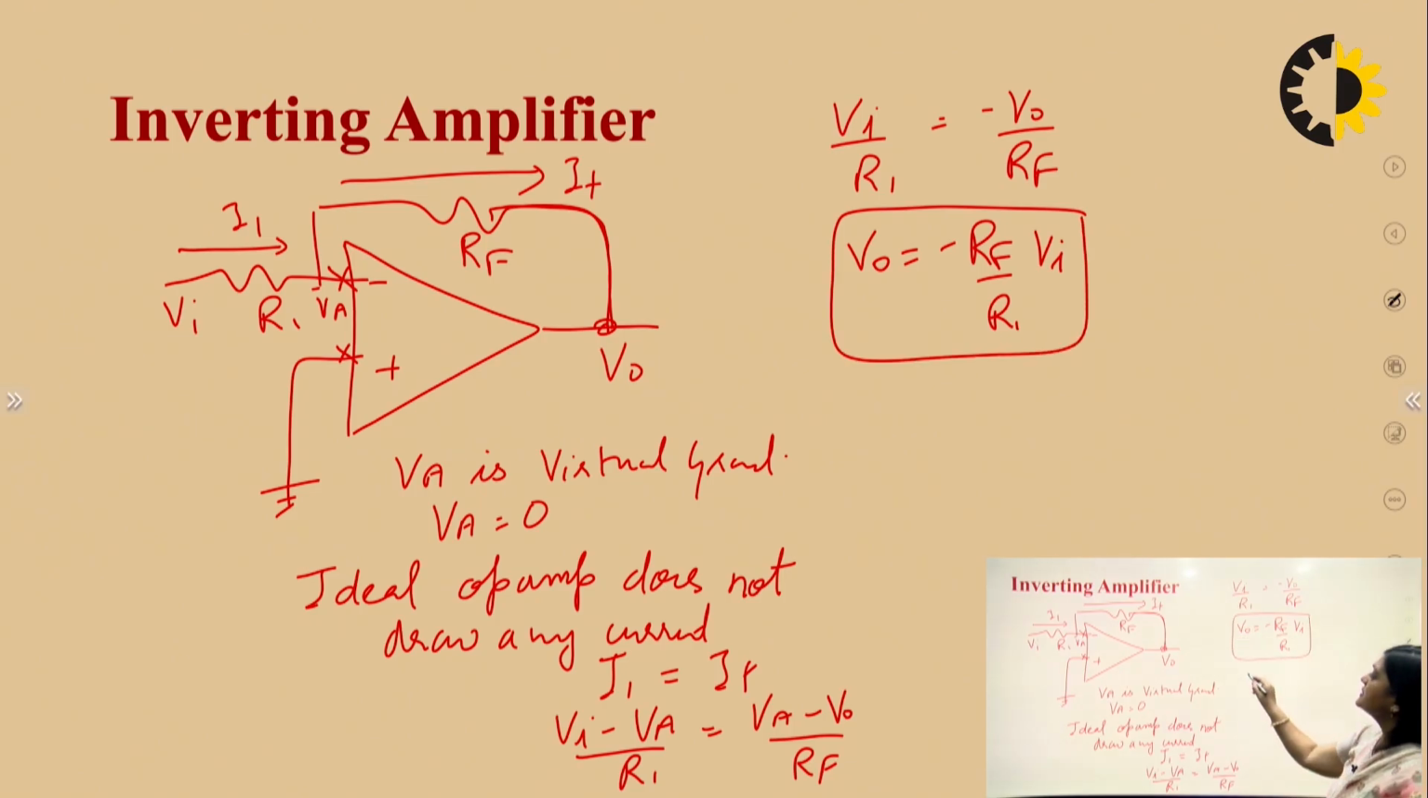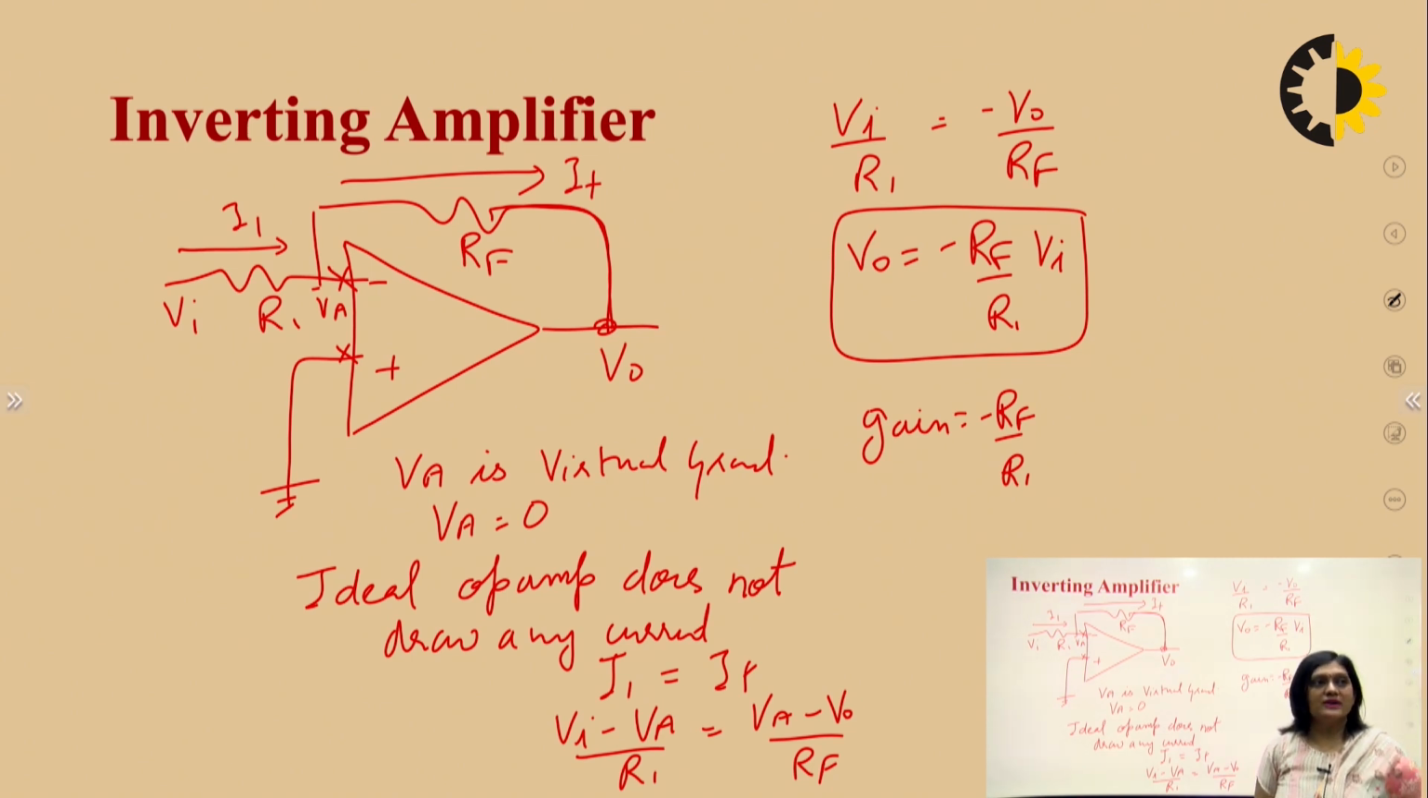So here gain is equal to minus Rf upon R1. In open loop configuration, gain was infinite, so for any values of the input signal, the output gets saturated, that is, at plus VCC or minus VCC. But in a closed loop configuration, we have taken the inverting amplifier, and in this the gain becomes minus Rf upon R1.